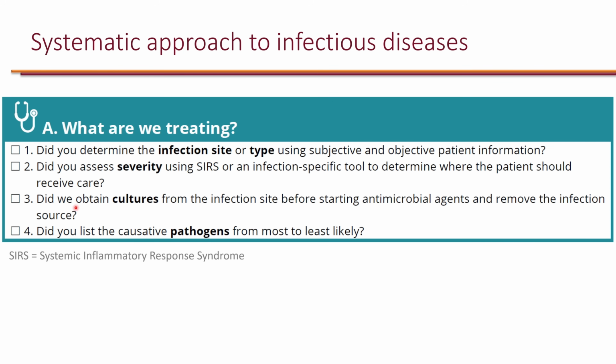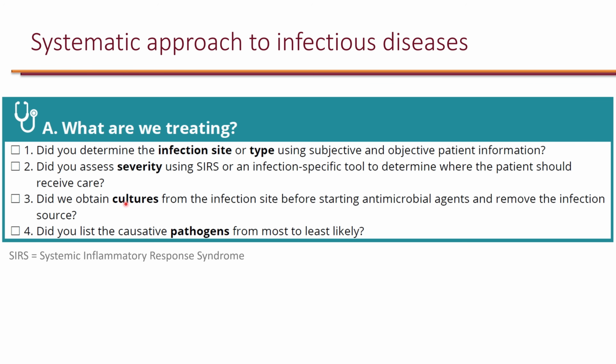Now, the third thing to consider is, did we obtain cultures from the infection site before starting antimicrobial agents and remove the infection source? So source control is important, because if the source of an infection is still there, it doesn't matter how much antimicrobial agent you give to the patient, the infection continues to come back. So source control is important.